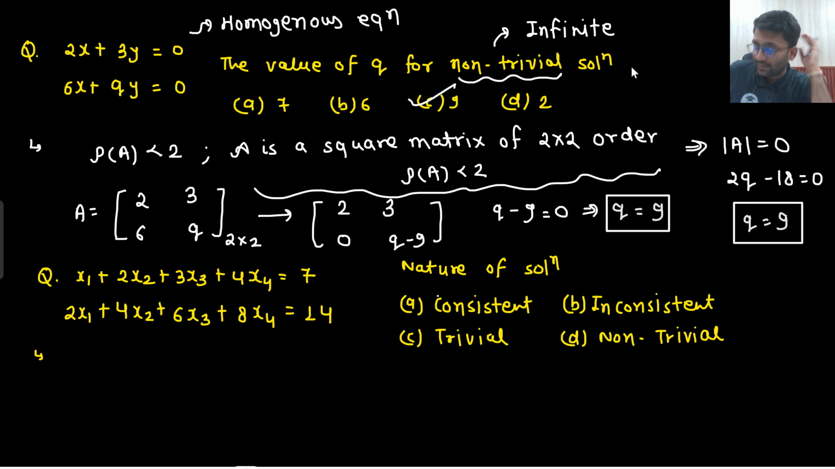I could have solved it. Now take x1 plus 2x2 plus 3x3 plus 4x4 equals 7, and 2x1 plus 4x2 plus 3x2 equals 14. What should be the nature of the solution?